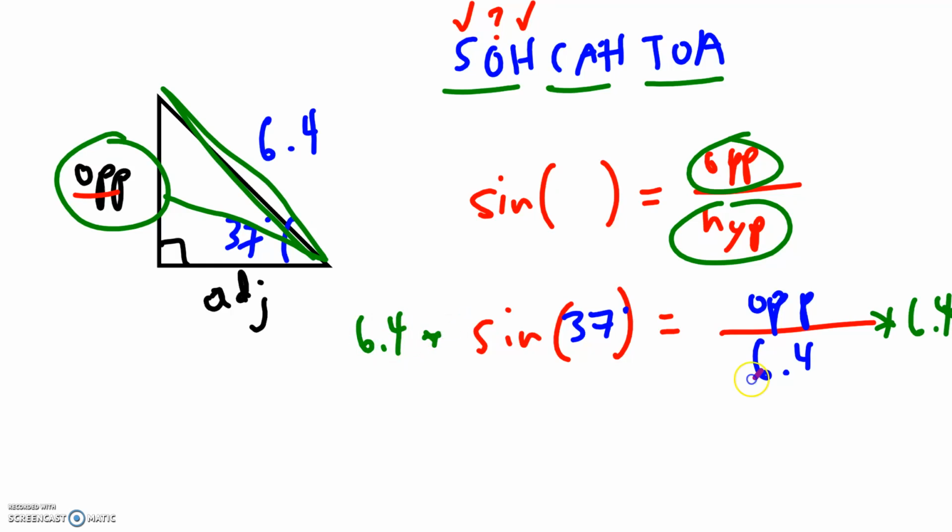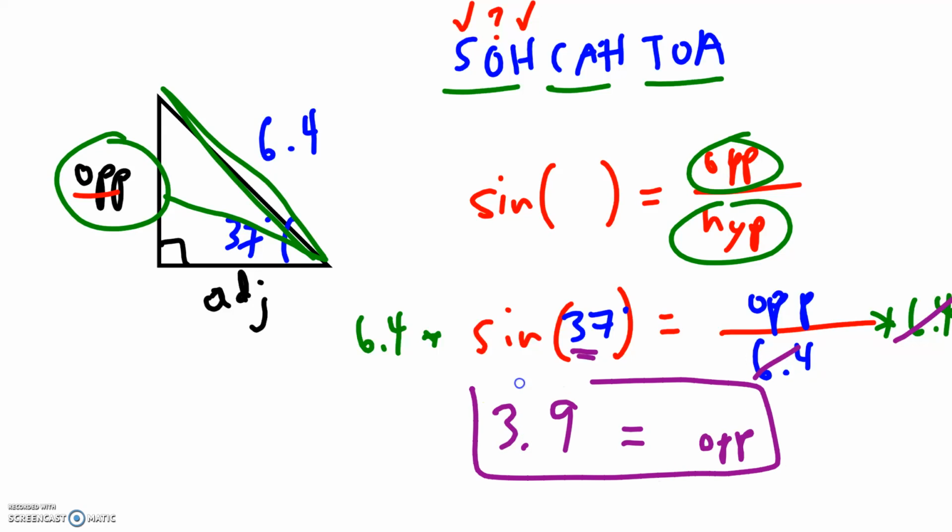And what do we get? Opposite equals 6.4 sine 37. Make sure you're in degrees mode for this whole process. And the answer is 3.85, which rounds to 3.9.